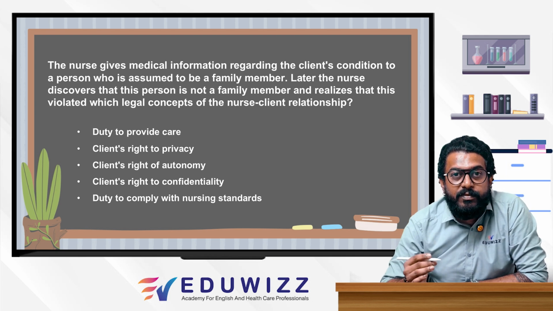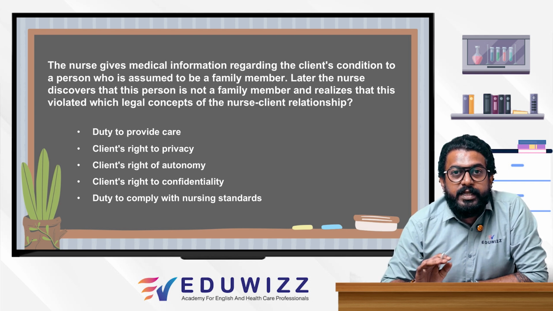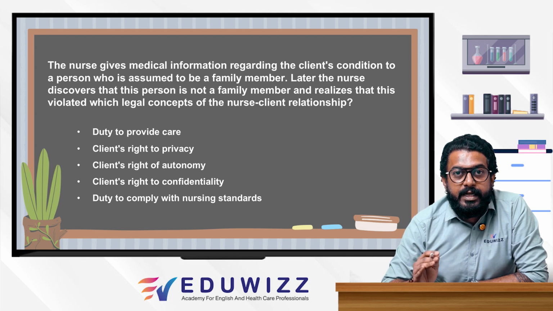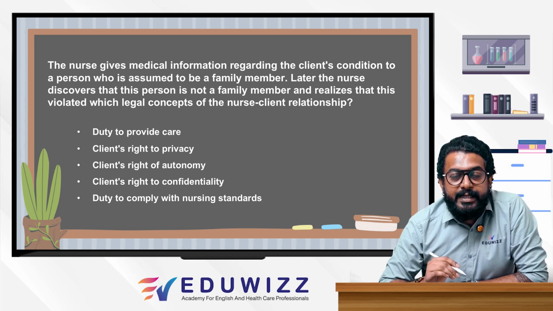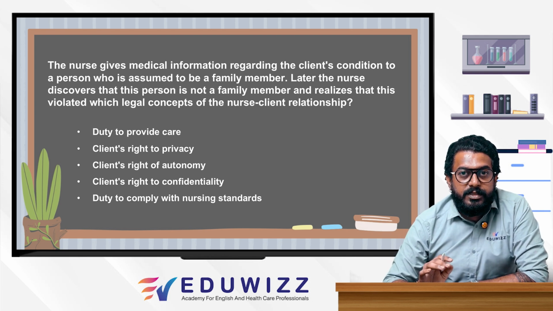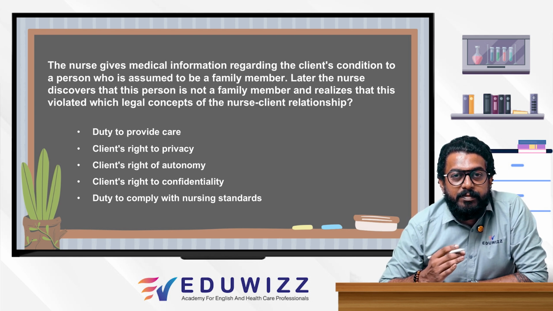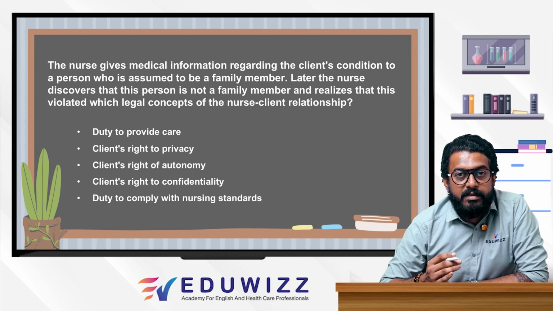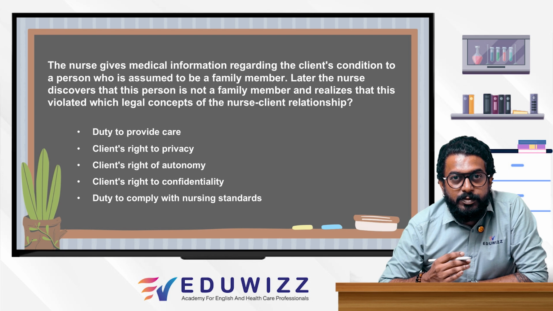So, a nurse shared the information of a patient with another person who was assumed to be his relative. It was not certain that he was the patient's relative. Later, the nurse recognized that the person to whom the information was shared is not actually a relative of the patient. So, what is the ethical principle that has been violated? That is the question. Sharing the personal information of a patient, or rather not sharing it, is known as confidentiality. So, the ethical principle of confidentiality has been violated.